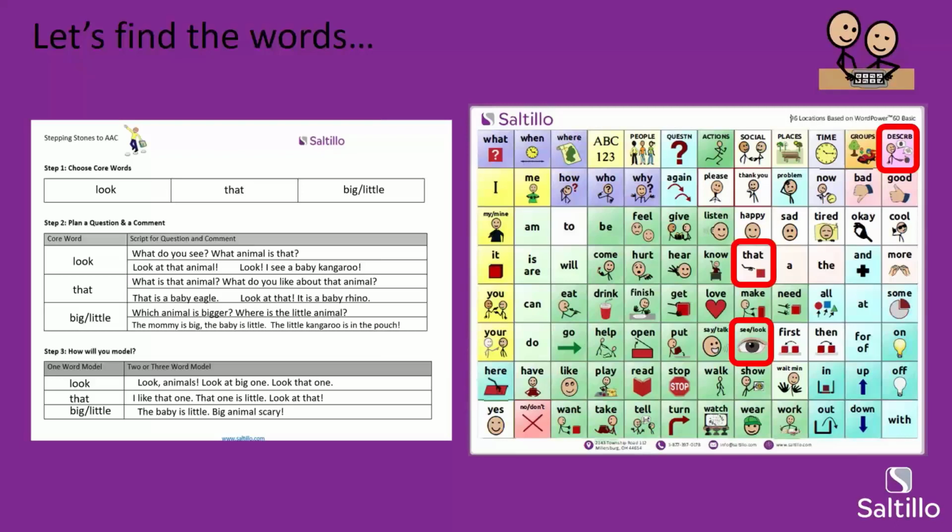Yes, exactly. So then we're going to find the words on our device so that, again, you're finding these before you model with your client or with your kiddo at home. You're going to find these on the device so that you know where they are. So these are just where they are on the core board. So that, see, look, and then describe, we'd have to go into the describe pages, either on the device or using the flipbook to talk about big and little. So just so you know, those are on there.